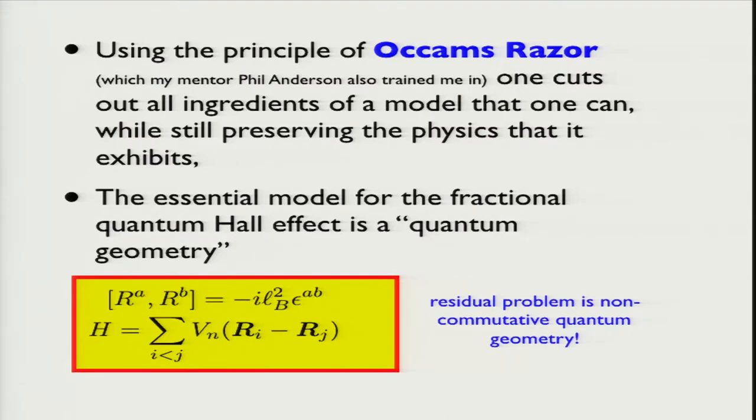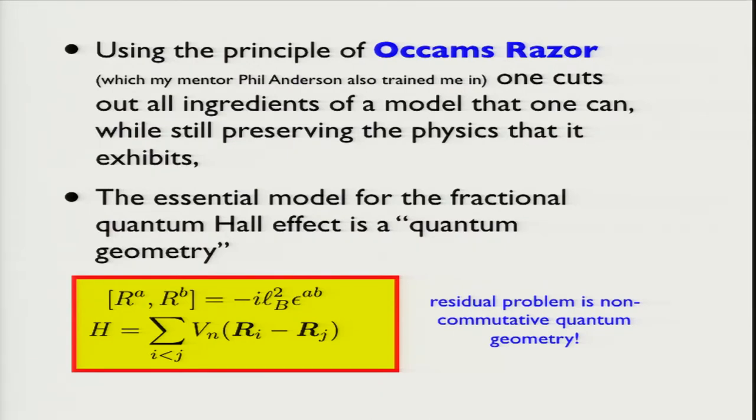So using the principle of Occam's razor, which was mentioned by Sir Michael, which is actually something which was drummed into my head in learning about condensed matter. The thing is to remove every unnecessary ingredient as possible from your toy model. Cut it and cut it and cut it again. Of course, if you cut it too much and it's no good anymore, then you've learned something, but you want to find out exactly what needs to be kept in the model and what could be thrown away as kind of irrelevant, kind of complicating junk.